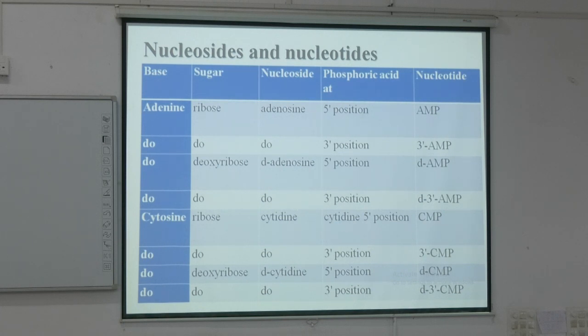This is one important thing. Ribose binds with adenosine; it can bind at two positions, where a hydroxyl group is there. It may be the fifth position or the third position. When it binds at the fifth position, you can simply tell that is AMP. But when it binds at the 3' or third hydroxyl group, you have to write that is 3' AMP.